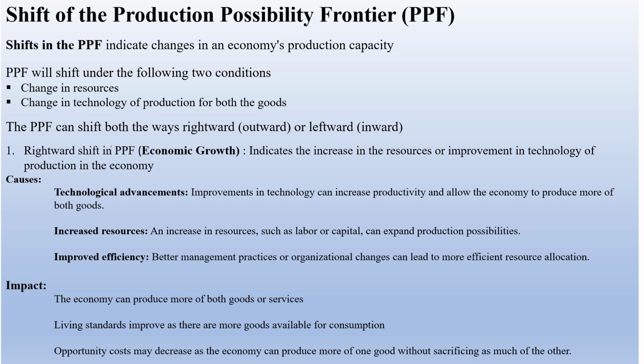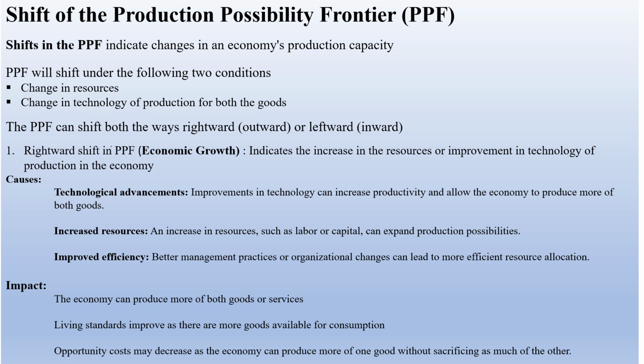Shift of the production possibility frontier. A shift in the PPF indicates a change in the economy's production capacity. PPF will shift under the following two conditions. First, change in resources, and second, change in technology of production of both goods. PPF can shift both ways, rightward or leftward. Rightward means outward, leftward means inward.